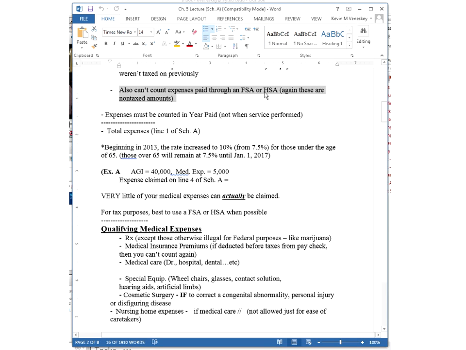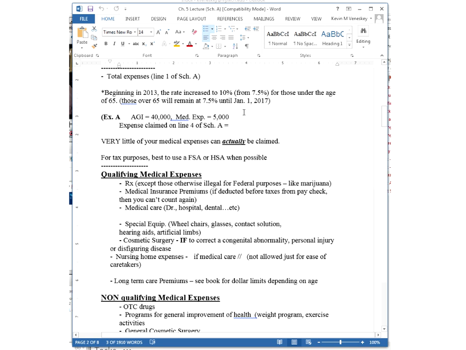And as I mentioned, this is the key, a big one here, that some people try to claim these and they don't know that they can't, because it would be considered double dipping. You're not only being taxed on it up front, but then you're trying to take more money off of your taxable income by showing you spent medical expenses. But again, if it's with a flexible spending or a health savings account, you can't do that.